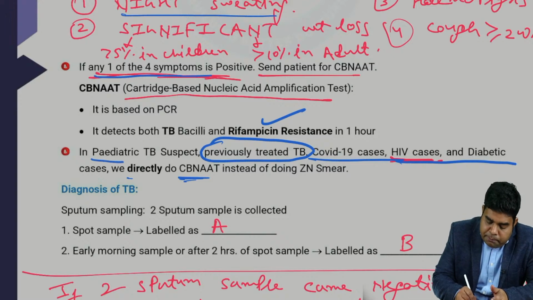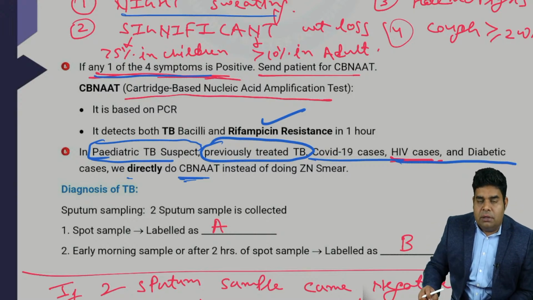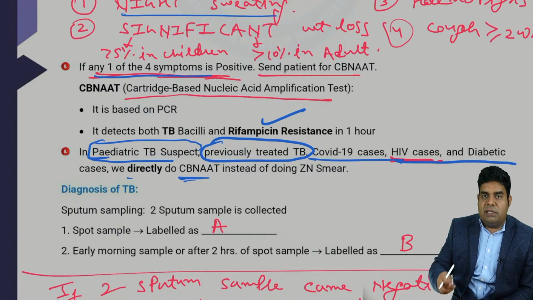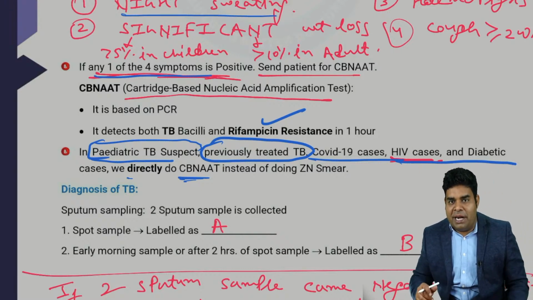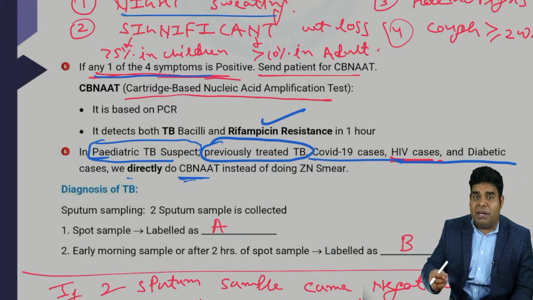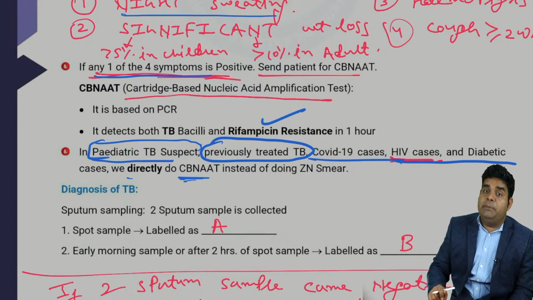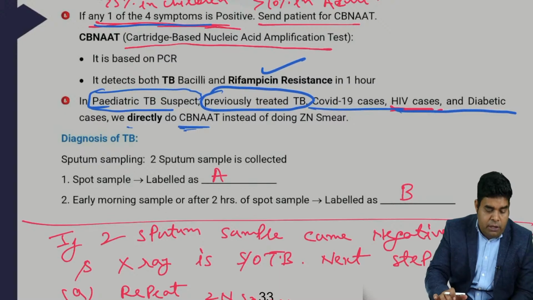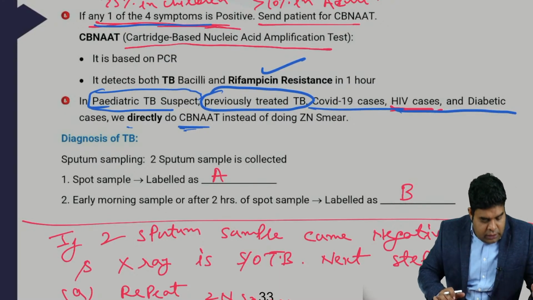Why are we doing CBNAAT in pediatric TB? Because, you know, children, if you ask them to spit, they will urinate. If you ask them to urinate, they will spit. So it's very difficult to collect a sample from them. Therefore, the sample which has been collected with difficulty, we don't want to waste in ZN smear, and therefore we directly do CBNAAT in these 5 cases. Okay, do remember them.